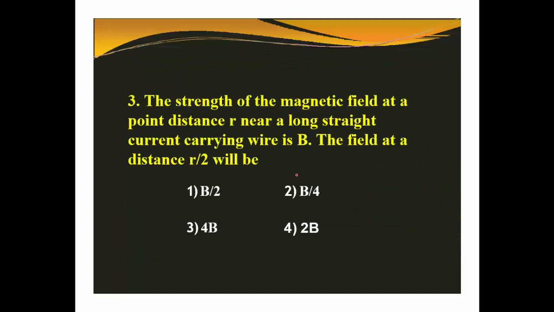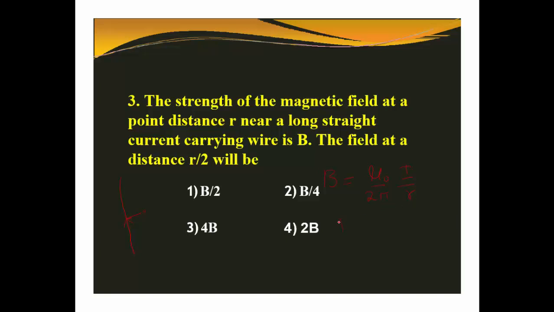The strength of the magnetic field, I will read the question. Third one: the strength of the magnetic field at a point distance r near a long straight current carrying wire is B. What is the field at distance r by 2? Just we go for the last formula. Magnetic field B equal to mu naught by 2 pi I by r. This is the formula for magnetic field due to a straight wire. If you take a straight wire carrying current, the magnetic field at a distance is mu naught by 2 pi I by r.